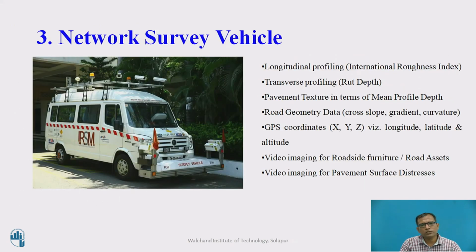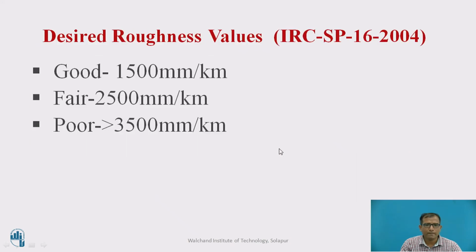And also we are using this network survey vehicle. This year, the CRRI has developed this equipment, the network survey vehicle. We can measure the roughness value, undulations value, rut depth also, pavement texture, road geometry, then GPS coordinates, then video of the entire road stretch. All these distresses, various cracks and roughness values, all things can be measured using this network survey vehicle.